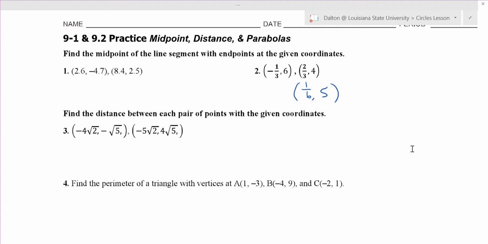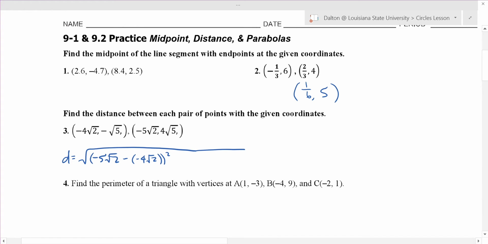So I'm going to go ahead and set it up with you here. You've got d is equal to the square root of, and when you subtract, make sure you go in the same order. So I'm going to pull from the second coordinate first: open parentheses -5 square root of 2 minus x1, which is -4 square roots of 2. Notice I'm making use of parentheses around any negative that I'm inserting. Close parentheses squared, plus open parentheses y2, which is 4 square roots of 5, minus y1, which is negative square root of 5, close parentheses squared.